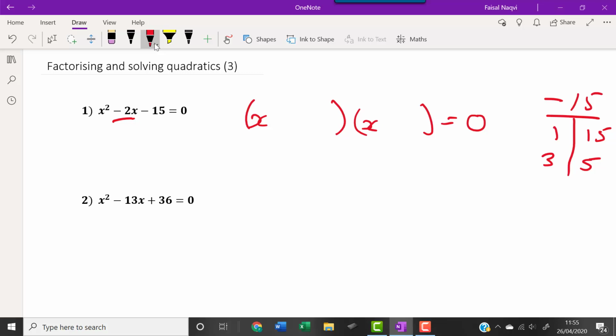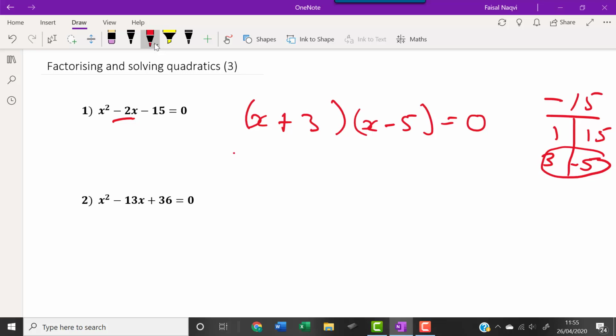If I do minus 5 and plus 3, let's check that. This is the important bit. 3 times minus 5 gives me minus 15, and 3 take away 5 gives me minus 2. So these are the correct numbers. I'm just going to put these in. I've now got to solve it.